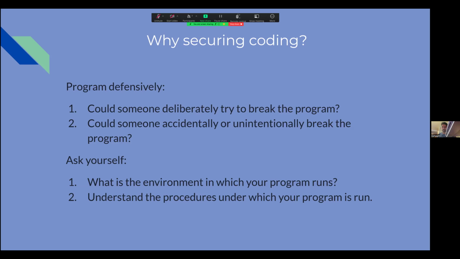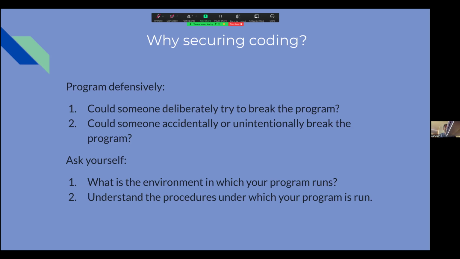Another important question to ask ourselves is, do we really understand the procedure under which the program is being run? What I mean by that is quite straightforward, I'd say. One such procedure could be a startup procedure. How is the program started? Is there an automated process that is triggering the program? Is it running in a container? How exactly are we running the program? That is the startup procedure.